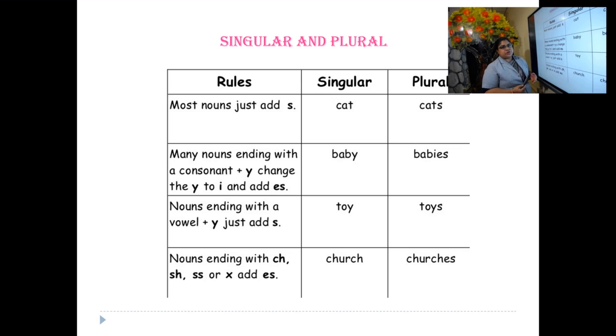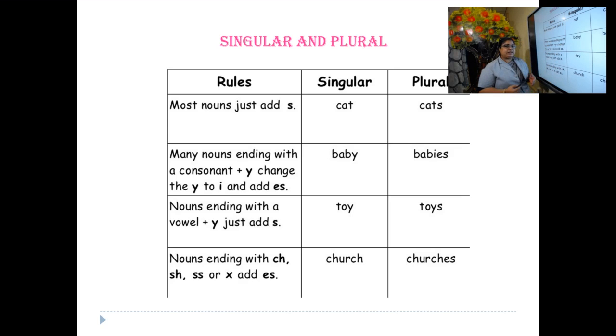The next rule is how to change a singular noun ending with y. For that there are two rules. Before y, if a consonant comes, then what do you have to do? First you change the y to i, then you add es to the word. We have studied that. Example: baby, babies. In this example, before y, b is there. B is a consonant. So what do we have to do first? First, we change the y to i, then we add es to that word.